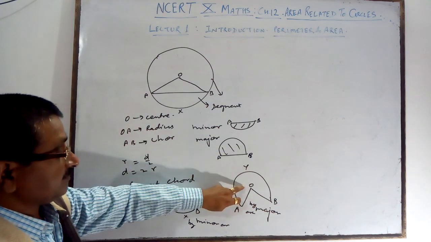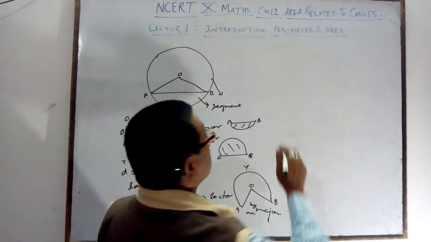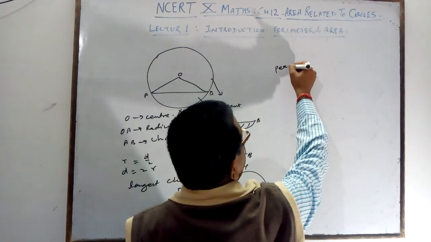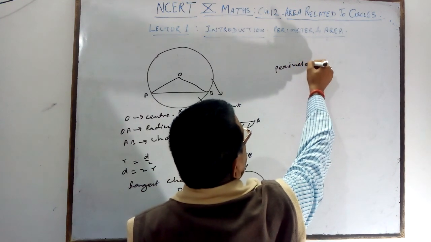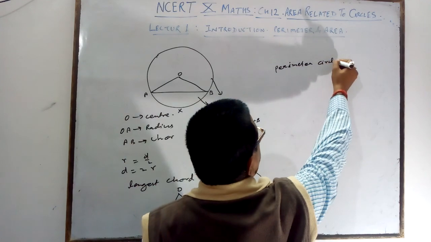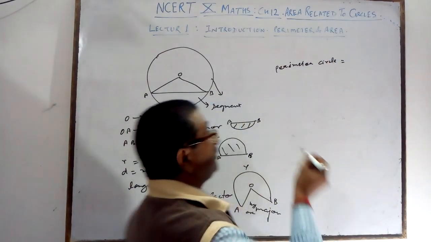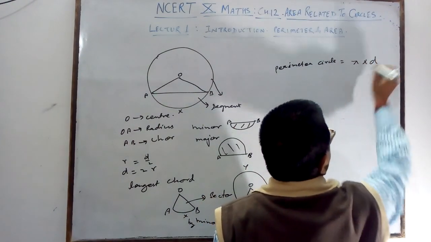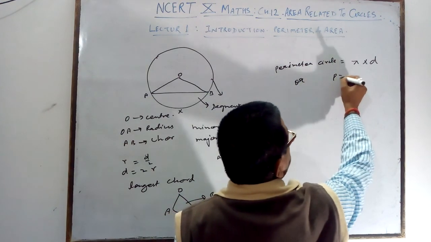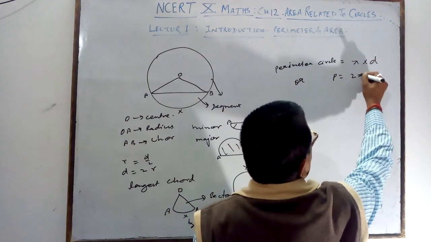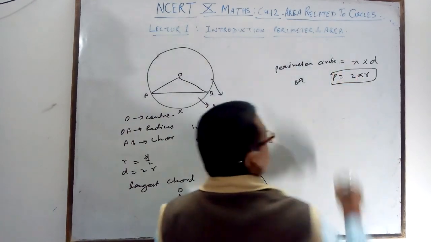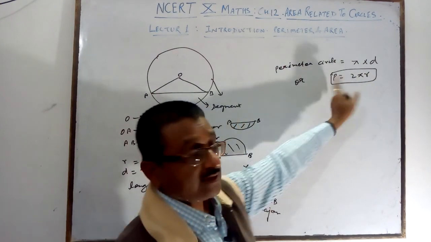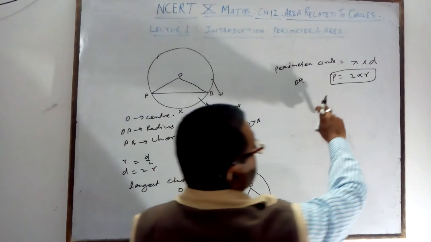We will study the area of the segment, the area of the sector, the area of the circle, and the perimeter. What is the perimeter? Perimeter of a circle is the boundary line, the total length of the boundary line, which is pi multiplied by d. Or you can say perimeter is 2 pi r, since the diameter is 2r.